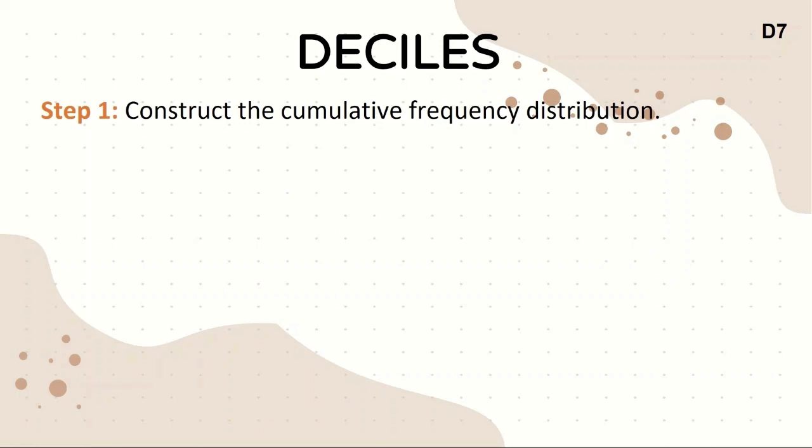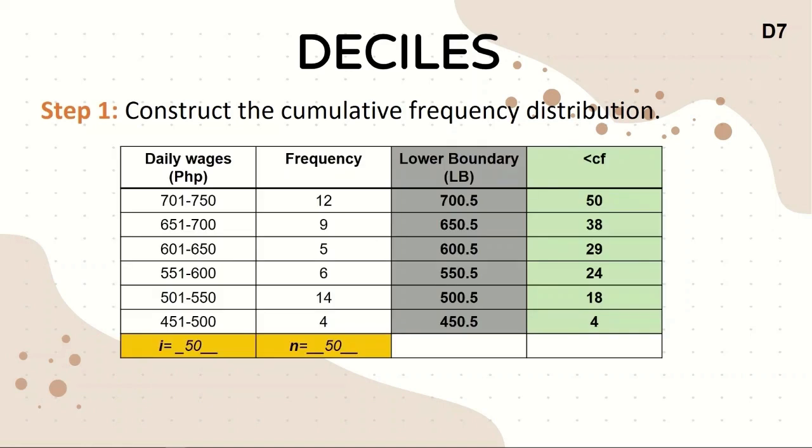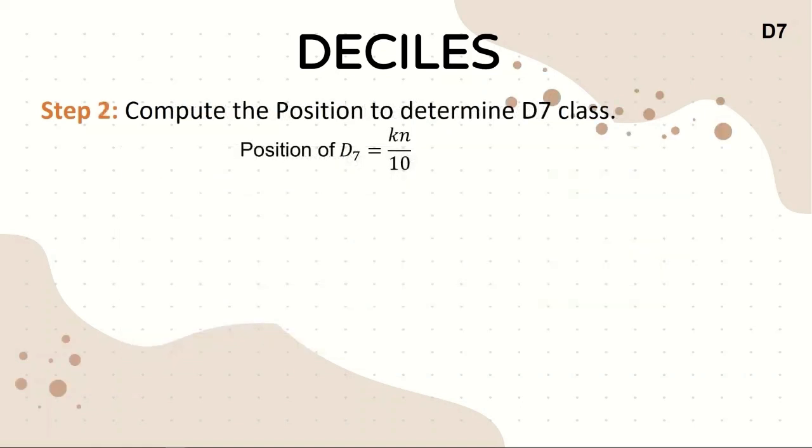Step 1, construct the cumulative frequency distribution table. Same, here is the table. For step 2, compute the position to determine the 7th decile class. Using the formula for determining the position for the decile, which is equal to k times n divided by 10. Since we have to find D7, k is equal to 7 and n is equal to 50. So 7 times 50 divided by 10 is equal to 35, or the 35th position.